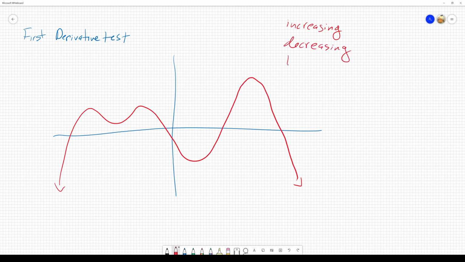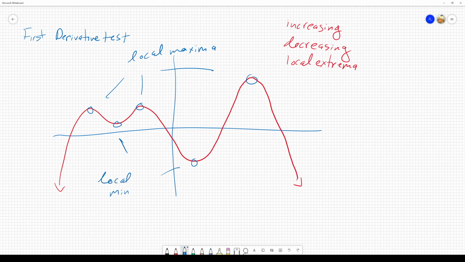And then I'm looking for what are called local extrema. By a local extrema, I mean things like these points, which are usually called local maxima, and then something like these points down here, which are usually called local minima. The idea is I'm just interested not in the highest value or the lowest value of the function, but the highest value in its immediate neighborhood.